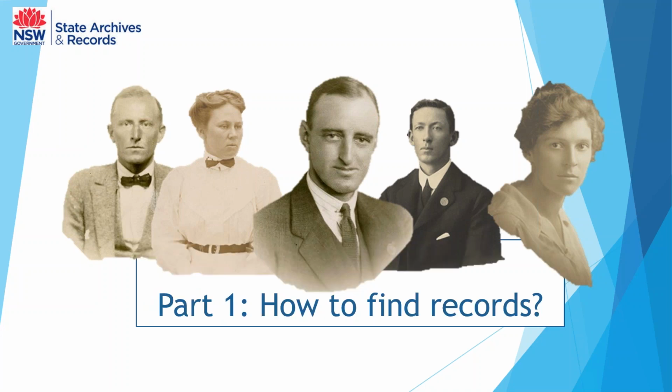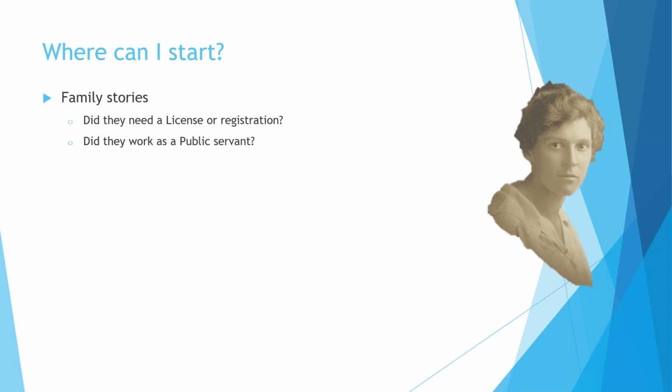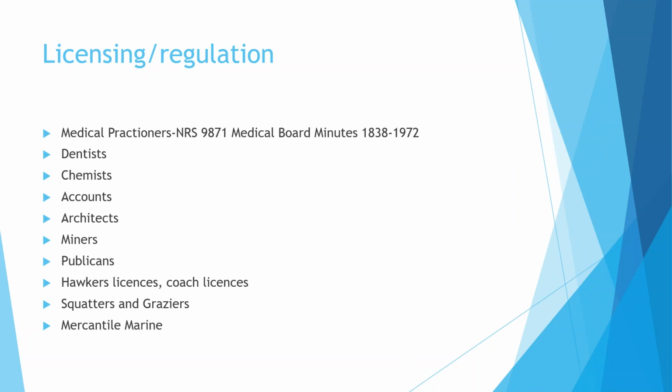So part one is how to find the records. First place to start, as with all family history and all research, is your own stories, your own family stories. Do you know somebody who perhaps worked in the public service or for the New South Wales government, or did they work in a field where they would need to be licensed or registered? And particularly, did they work as a public servant? These are the sorts of triggers that can lead to occupation research. These are the kinds of jobs that would need licensing. You've got medical practitioners and dentists, chemists, accountants, architects, miners, publicans, hawkers licenses and so forth, coach licenses, squatters and graziers, and mercantile marine.